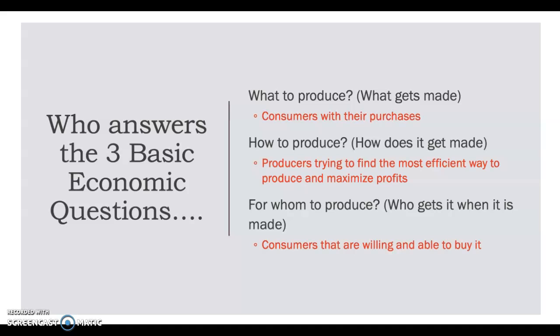What to produce? Consumers decide what to produce. How to produce? Producers are trying to find the most efficient way to produce and maximize profits. For whom to produce, or who gets it once it's made, it's the consumers, the ones that are willing and able to buy it at the various prices.